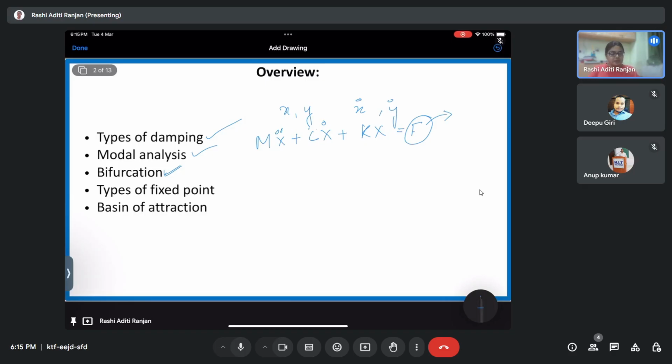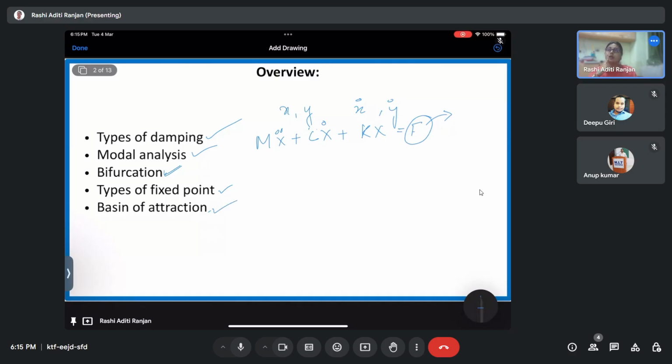Okay. Then types of fixed point were discussed. For example, the fixed point is a center, a stable node or saddle point, or if it is a spiral in, spiral out, that sort of thing. On the basis of eigenvalues, if I see the eigenvalues of my system, then how can I say which kind of fixed point my system has, right? So that was discussed, and then basin of attraction was discussed.